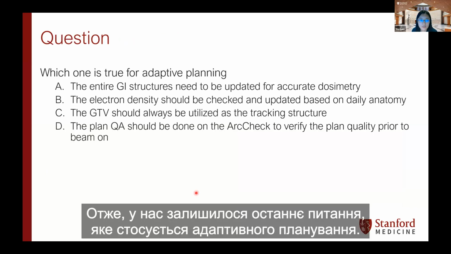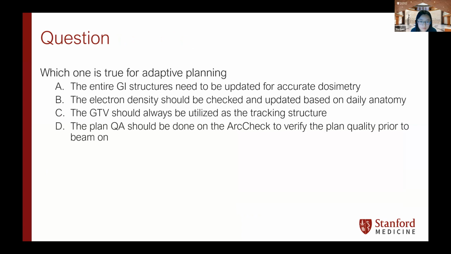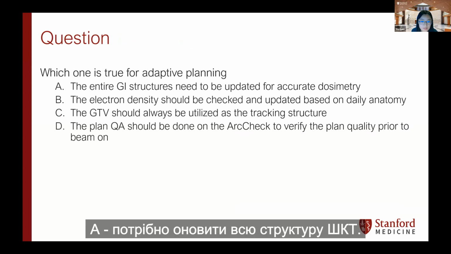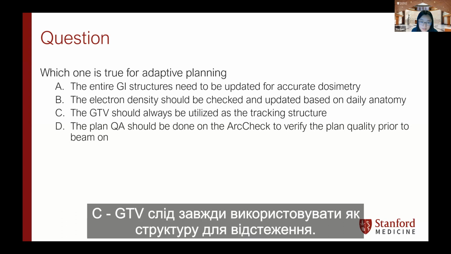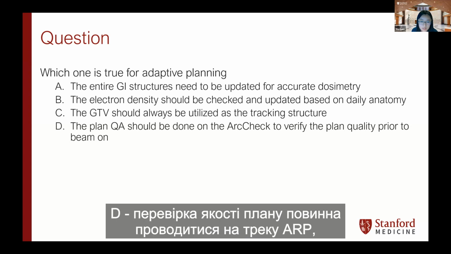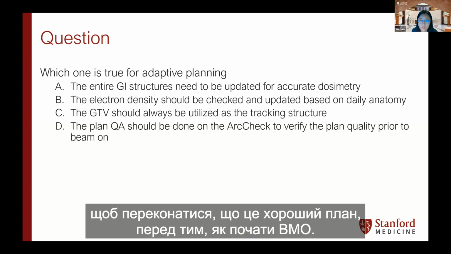So now we have our last question. Which one is true for adaptive planning? A is the entire GI structure needs to be updated. B is electron density should be checked and updated daily. C is GTV should always be utilized as a tracking structure. D is the plan QA should be done on the ARC track to verify it's a good plan prior to your beam on.